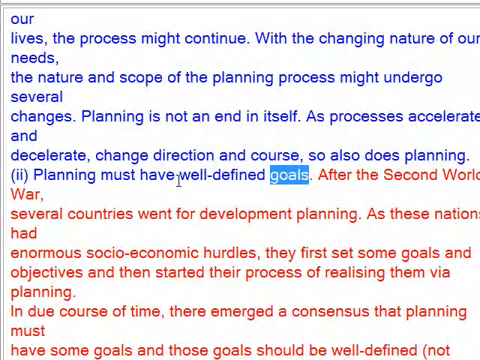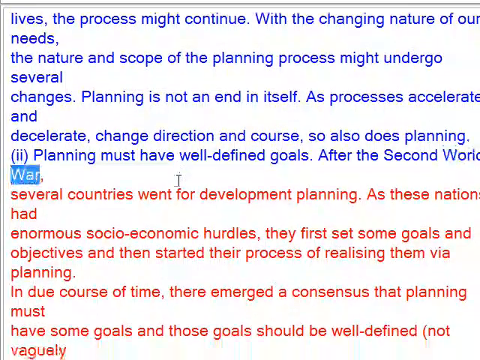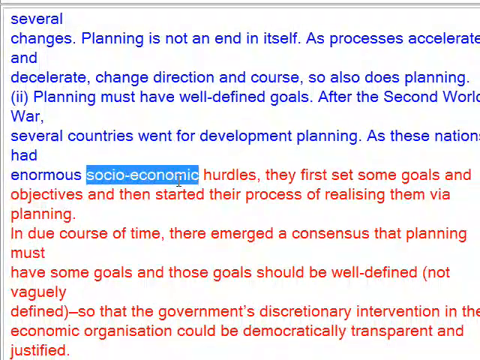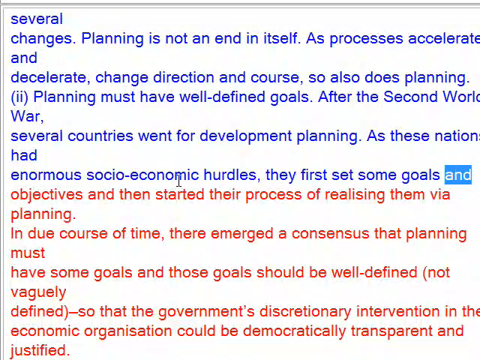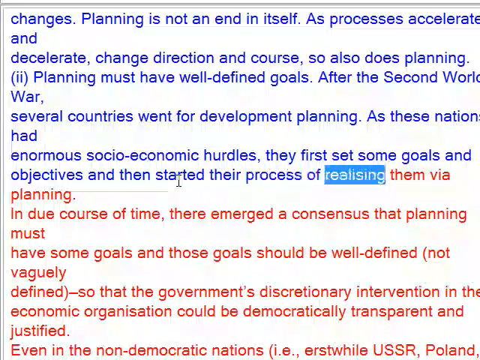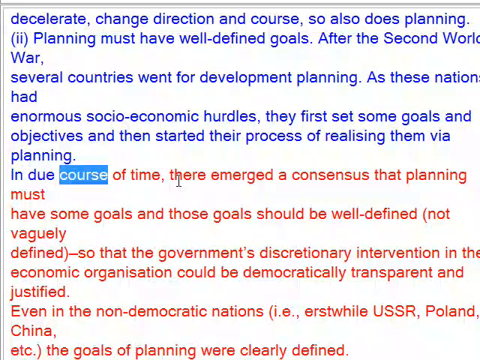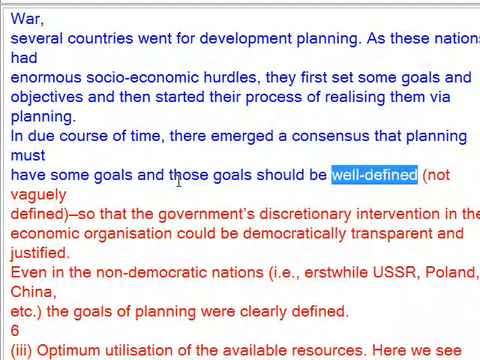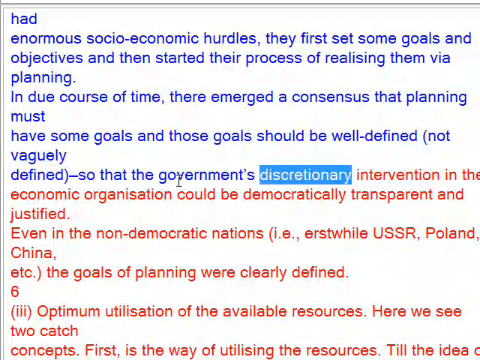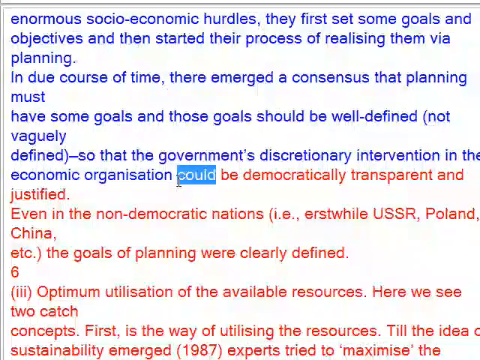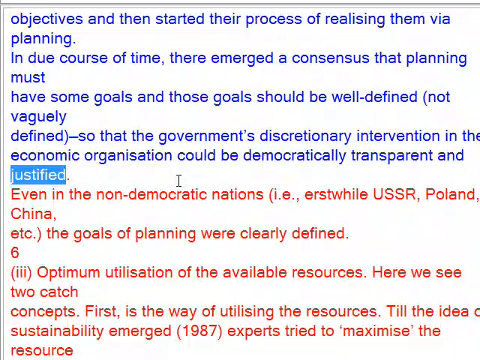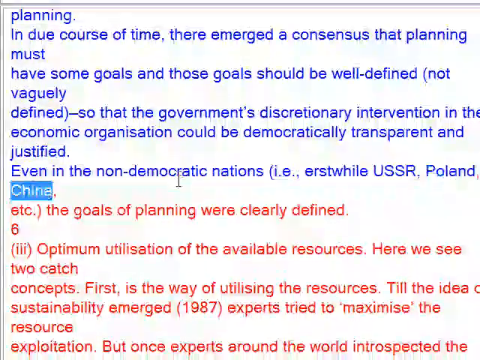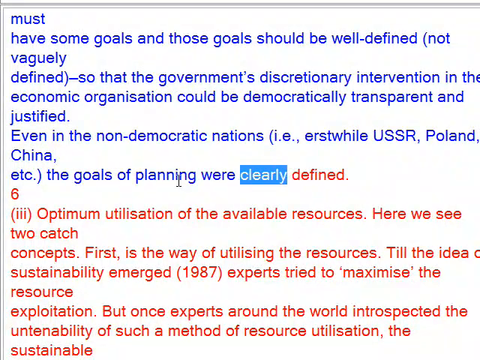Planning must have well-defined goals. After the Second World War, several countries went for development planning. As these nations had enormous socio-economic hurdles, they first set some goals and objectives and then started their process of realizing them via planning. In due course of time, there emerged the consensus that planning must have some goals, and those goals should be well defined, not vaguely defined, so that the government's discretionary intervention in the economic organization could be democratically transparent and justified. Even in the non-democratic nations, i.e., erstwhile USSR, Poland, China, etc., the goals of planning were clearly defined.